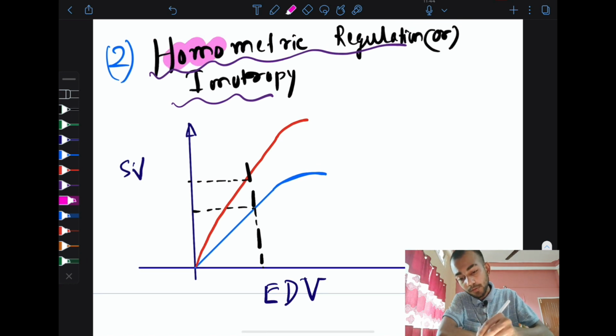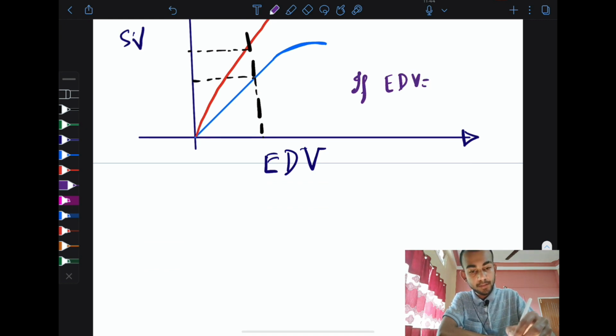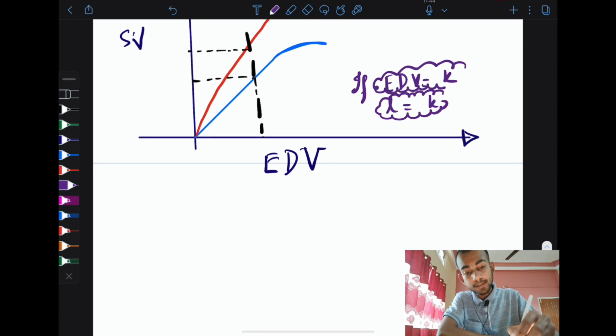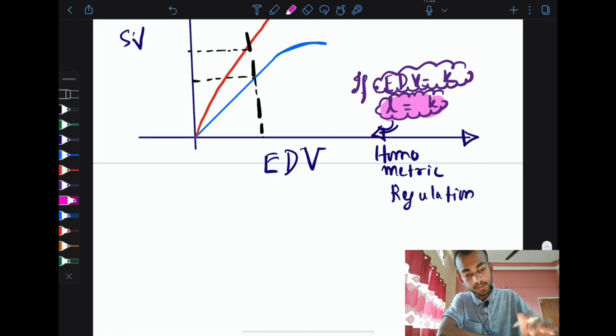Now why is this homometric regulation? Because guys, we know that if EDV is kept constant, doesn't that mean that the length of the muscle fiber is also constant, right? And since the length of the muscle fiber is constant, this is known as what? Homometric regulation. Because the length of the muscle fiber is constant.